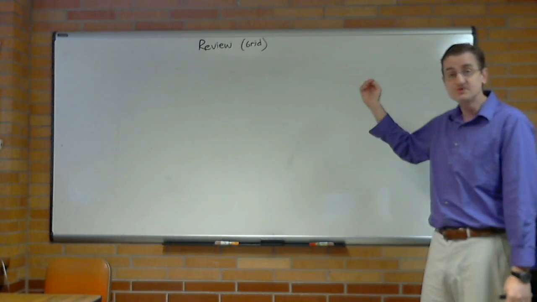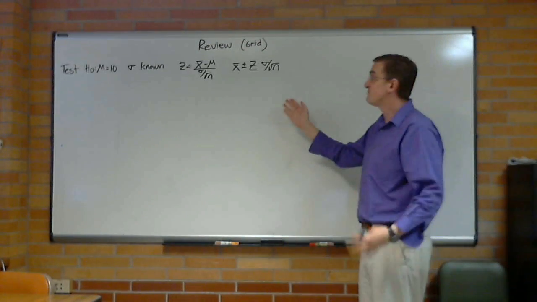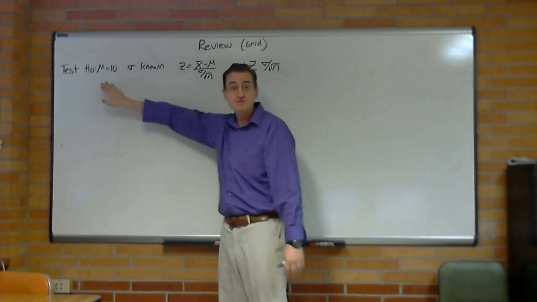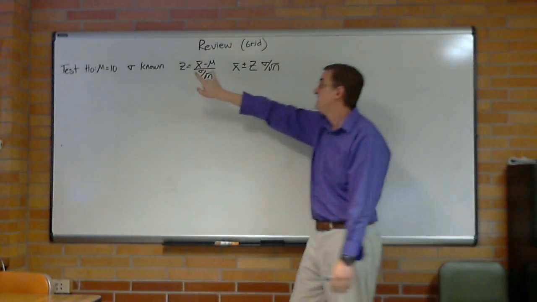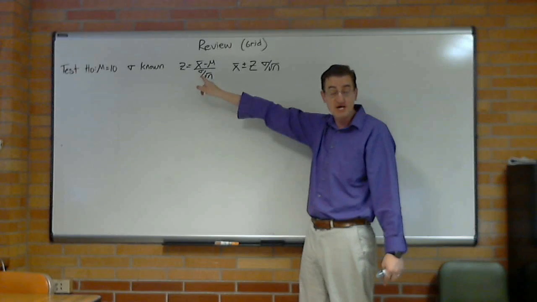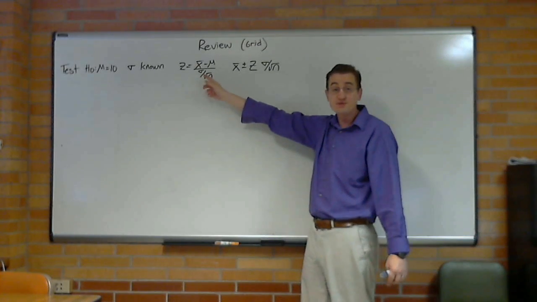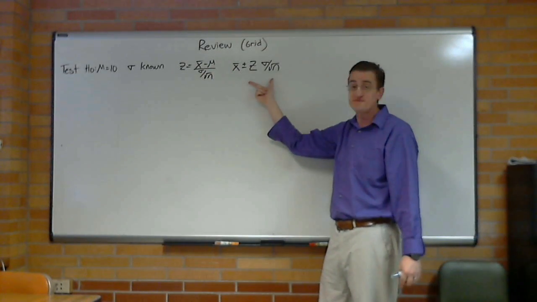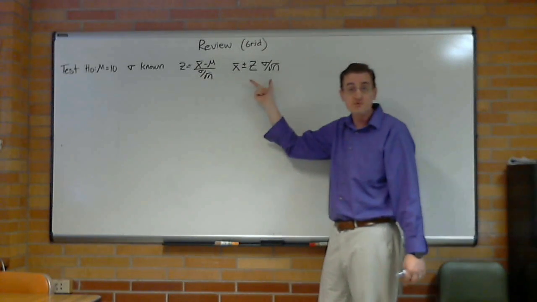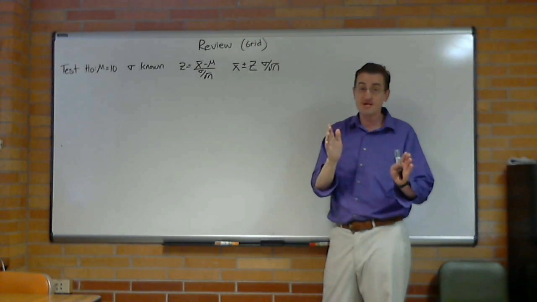We're going to start with our first block in the grid, which is our basic hypothesis test. We're testing mu. We do know sigma, and so we can make a z-score because we have that sigma. And if you reorder this solving for mu, you get the confidence interval. These are the same equation. Make sure that you're comfortable with that.